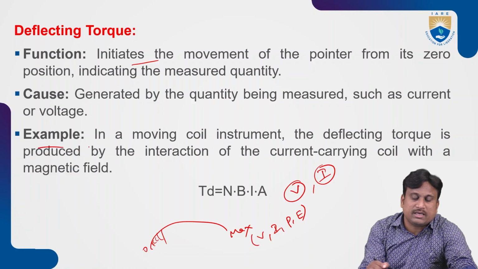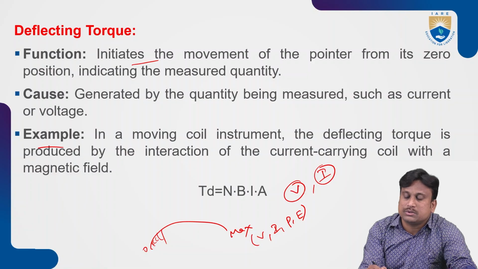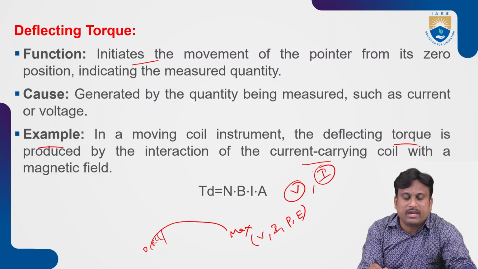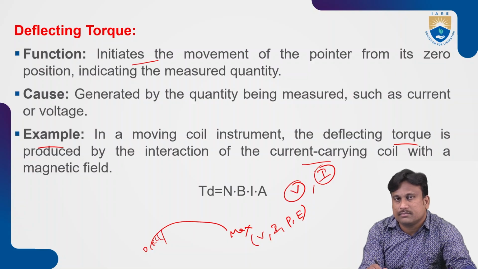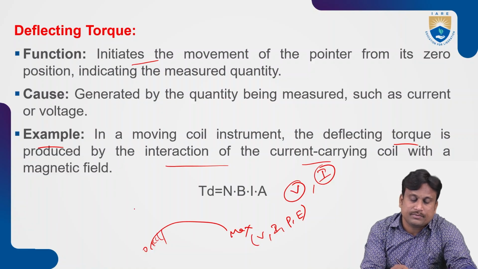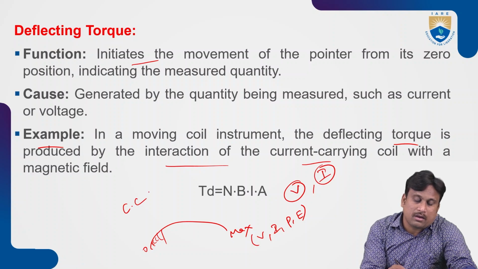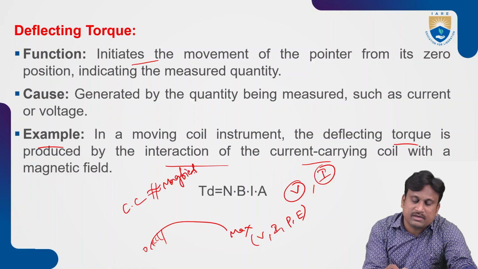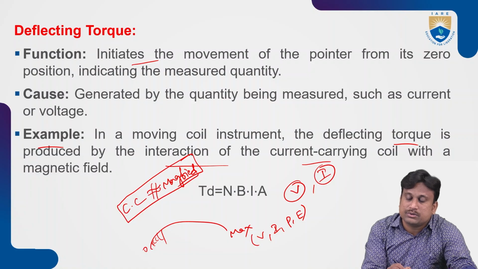The basic example is the moving coil instrument, where deflecting torque is produced by the interaction of a current carrying coil with a magnetic field. How can we expect to see the deflecting torque? With the interaction of the current carrying coil, we have the coil arrangement aided with the magnetic field setup, which leads to the production of deflecting torque.